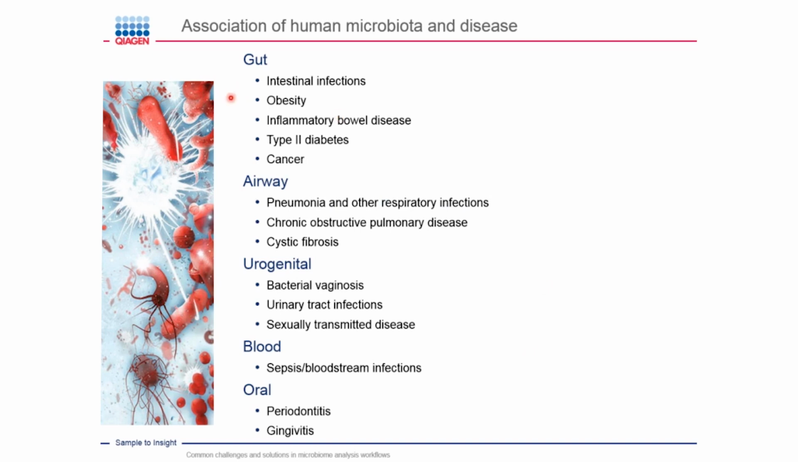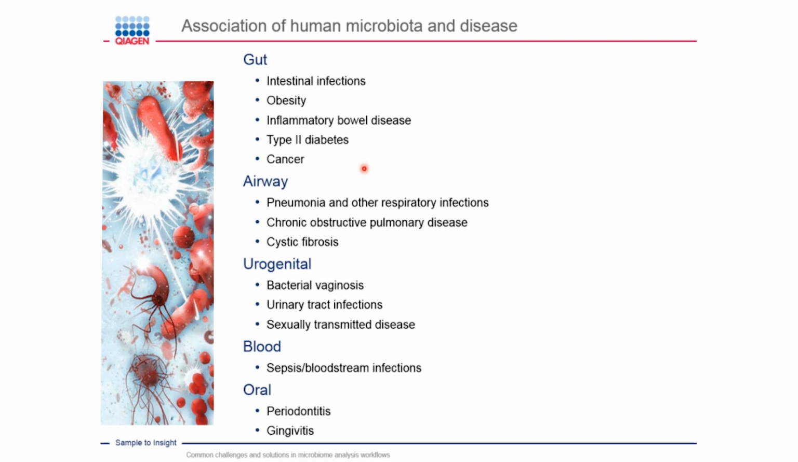When we look at different areas of our body, in the gut, for example, the microbiome is associated with intestinal infections, obesity, inflammatory bowel disease, type 2 diabetes, or cancer. Also in our airway, bacteria are known to be responsible for, or have an impact on, pneumonia and other respiratory infections, COPD, or cystic fibrosis.